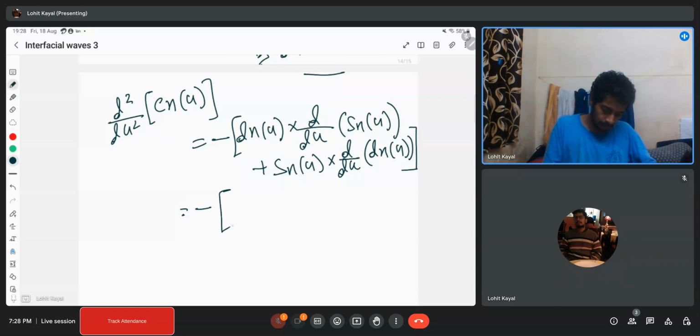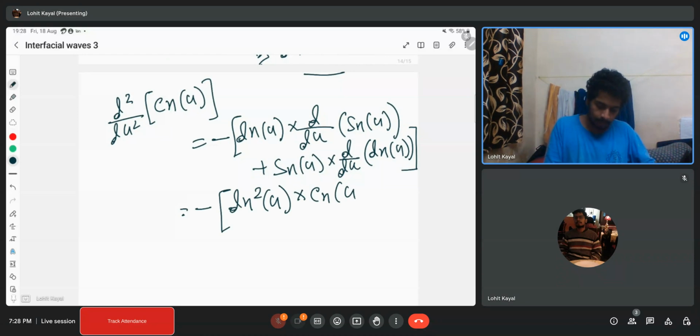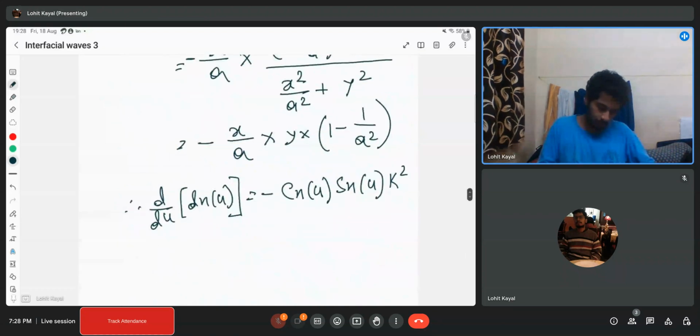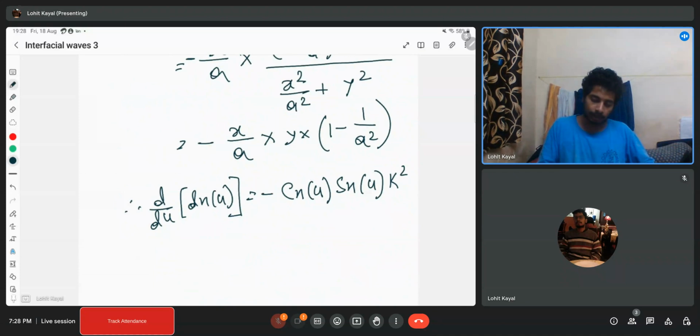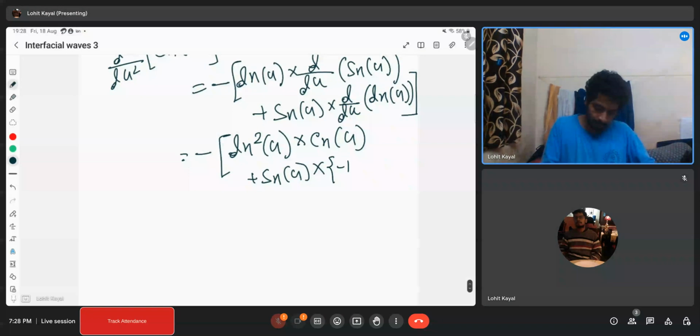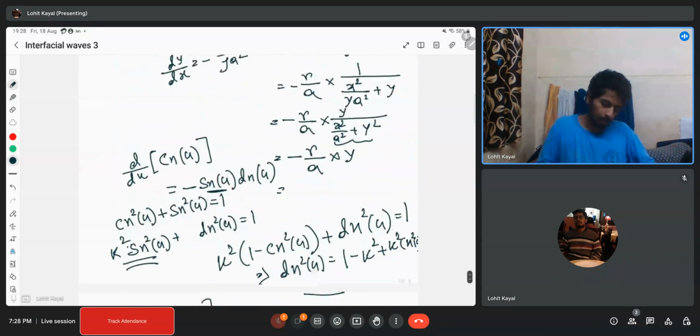So it is minus dn square u into cnu, right? Because ddu of snu is cnu into dnu plus snu. Now I have forgotten what this result is. Let me just check what ddu of dnu is. So it is minus k square cnu times snu into minus k square snu cnu. Now I can use the identities.